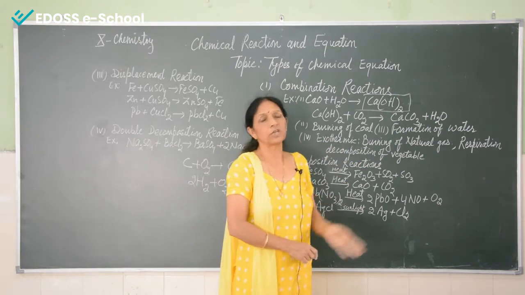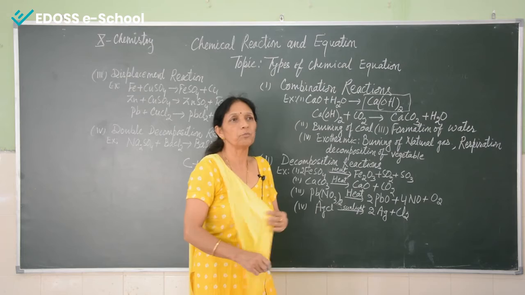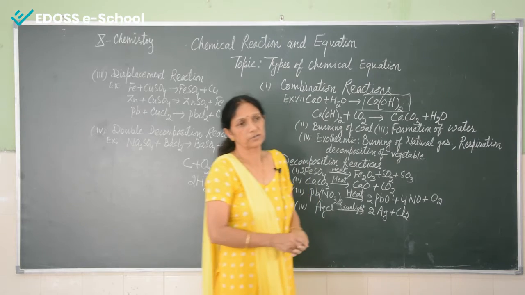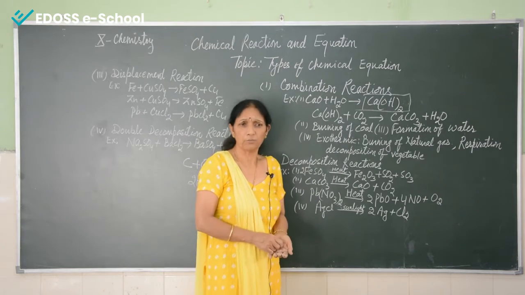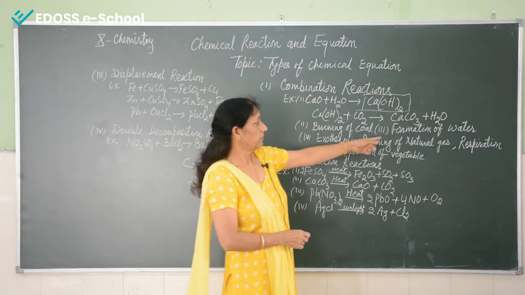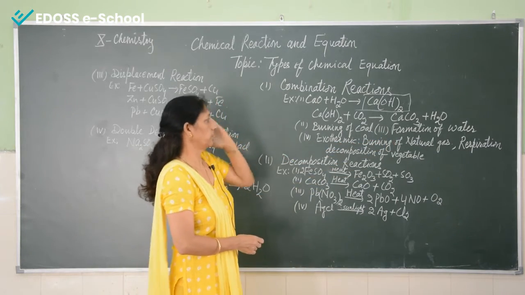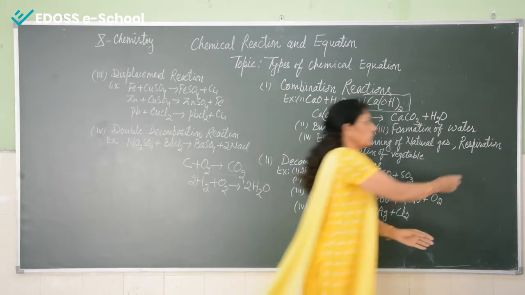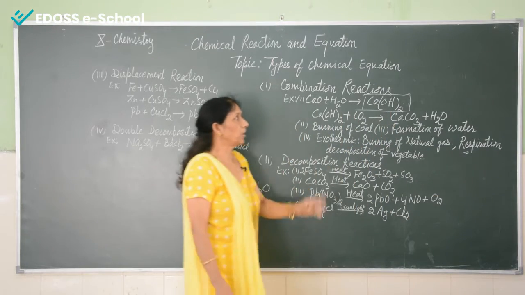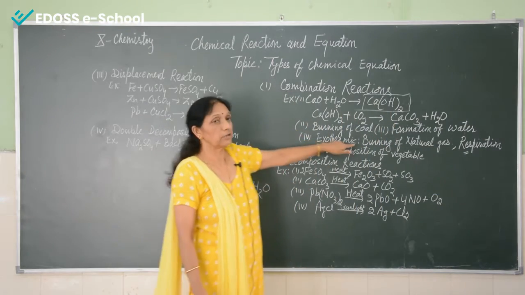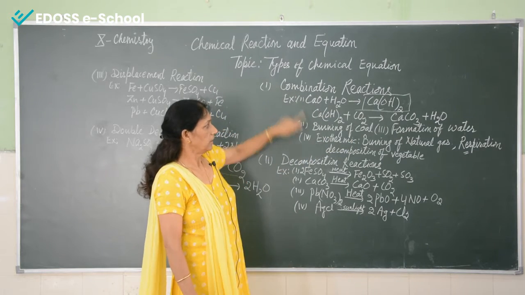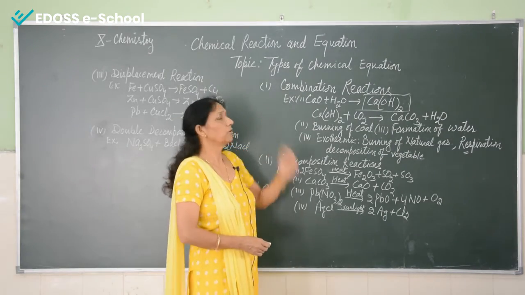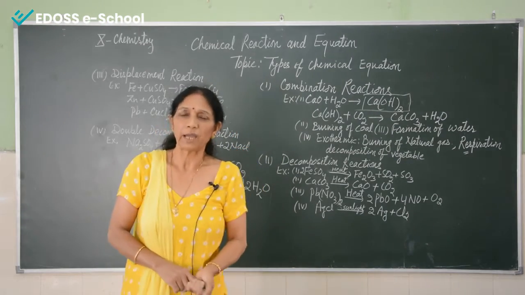Similarly, for exothermic reactions, exothermic reaction means such a combination reaction in which heat is given out. We can see here burning of natural gases. All the natural gases like methane, ethane, propane, butane, whenever they burn, give us carbon dioxide and water. So that is also an example of combination reaction. Respiration is also an example of a combination exothermic reaction. And similarly, decomposition of vegetable matter is also an example. So this is the first type of chemical reaction.